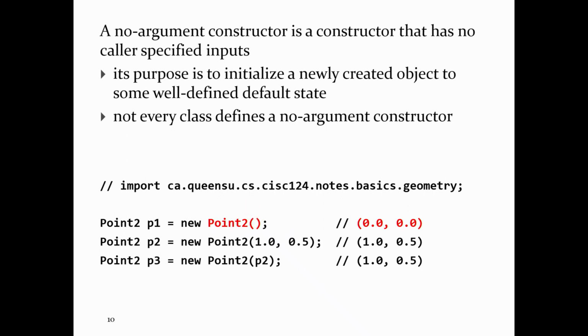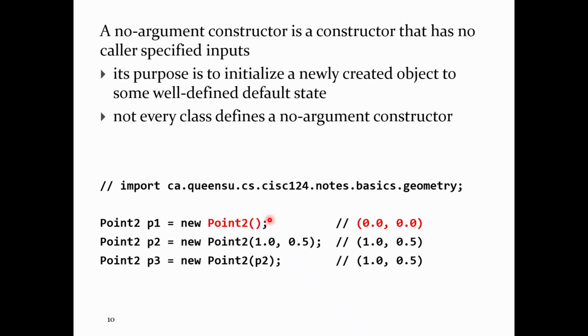The constructor that has no arguments is not surprisingly called the no-argument constructor. Right? Its purpose is to initialize a newly created object to some well-defined default state. Right? So if the user doesn't know what coordinates they want or doesn't care what coordinates the newly created point is, that's the constructor that you use. Right? Exactly what does it do? Well, you have to go look at the documentation for the class.